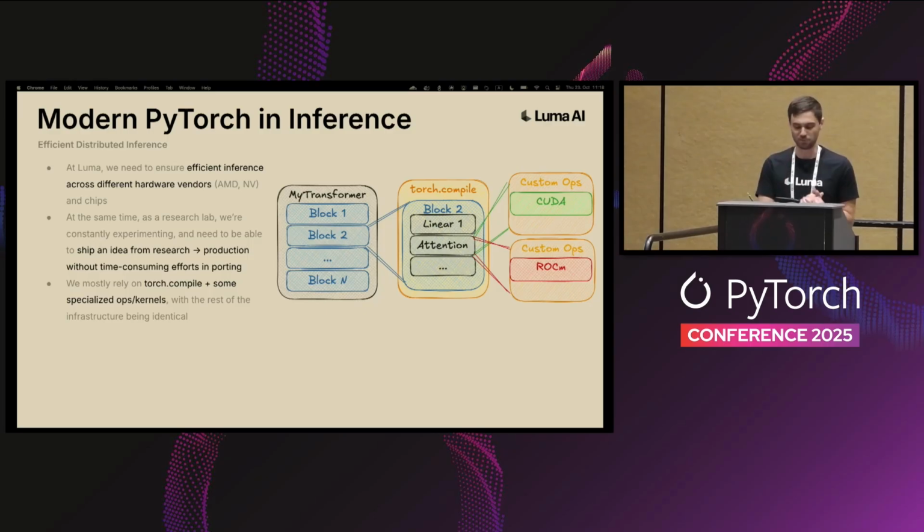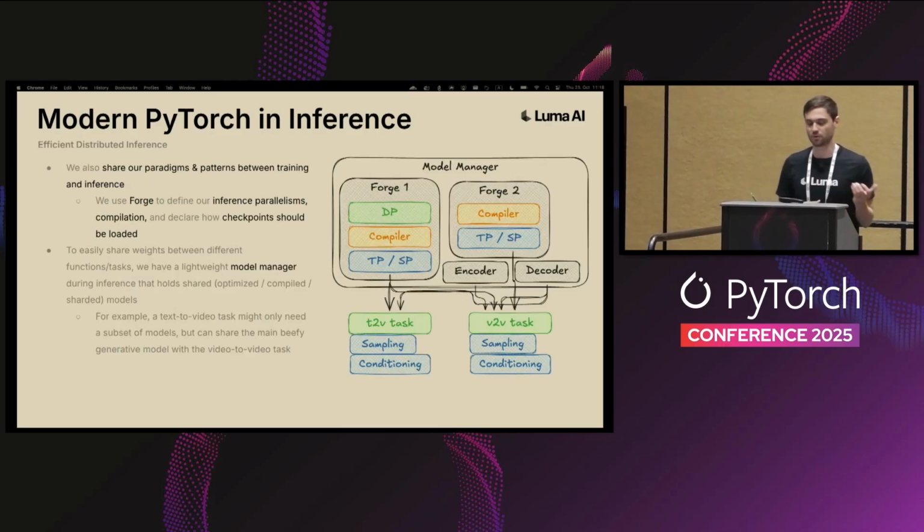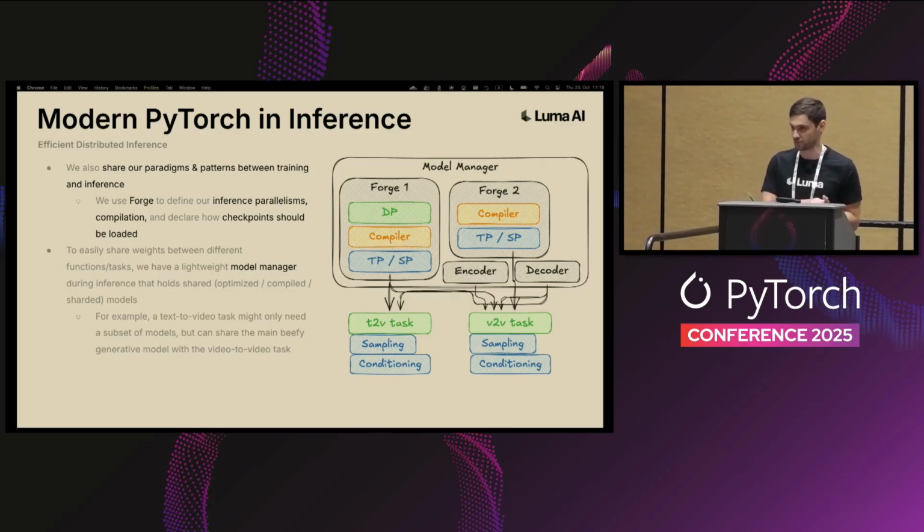So in this case, maybe you have a transformer, the block is compiled, and then there might be an attention op in there that is a custom op that is different between CUDA and ROCm. We also share our paradigms and patterns between training and inference. So we use Forge, the same system that I showed before, to define our inference parallelisms, compilation, and also declare how checkpoints should be loaded. So we can end up doing sequence parallelism or tensor parallelism. We can compile things, and it uses the exact same interface between training and inference.